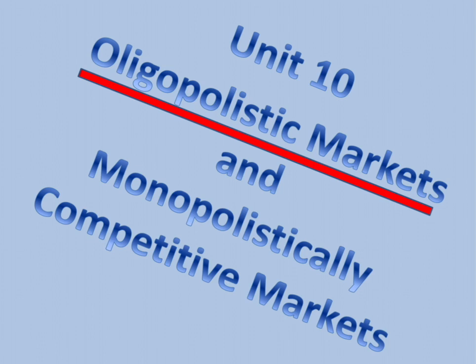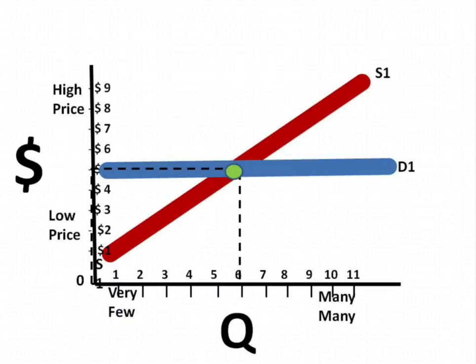What we're going to talk about today is oligopolistic markets, and then we'll talk a smidgen about monopolistically competitive markets. Okay, well, remember, we've talked a lot about perfect competition, where there are many, many suppliers and many, many buyers, and they're all dealing with the exact same product. And then remember that the suppliers are price takers, and they are stuck with the equilibrium price of the marketplace.